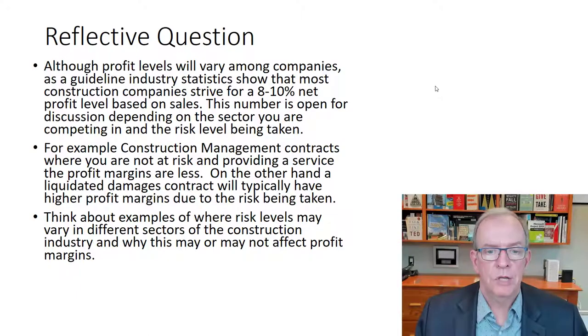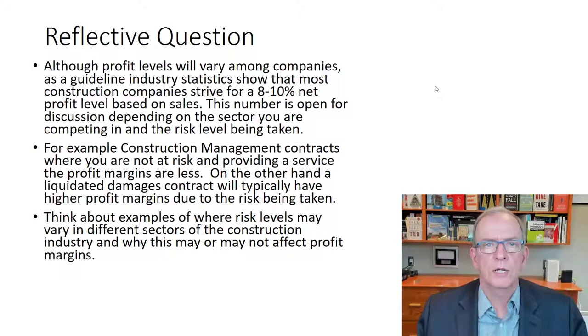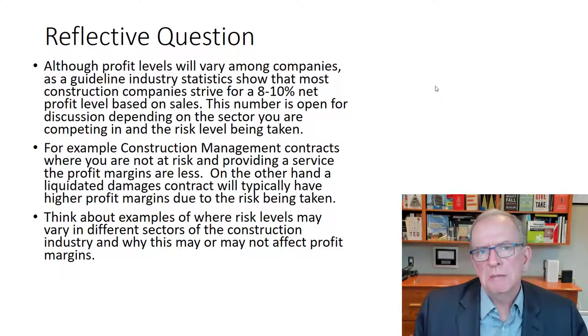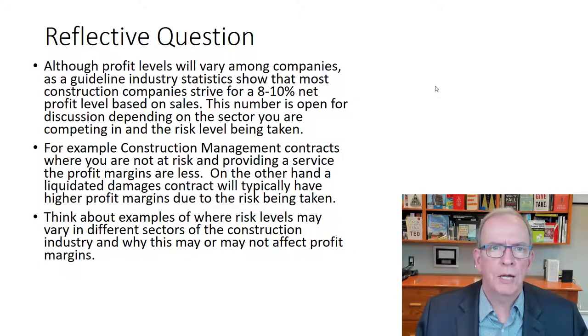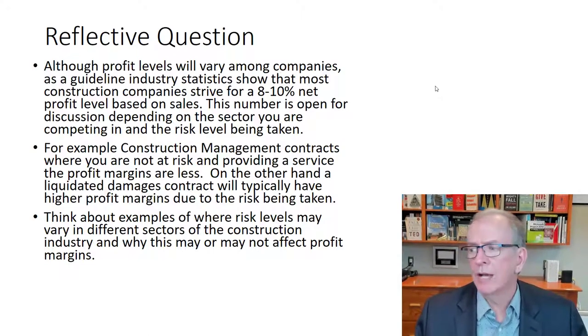So think about examples of where risk levels may vary in different sectors of the construction industry and why this may or may not affect profit margins. Think about some of what you know about the construction industry and the different sectors, and compare and contrast that. Maybe compare small renovations to large infrastructure projects. Compare commercial institutional projects to heavy industrial projects. It's just something to think about and ponder how the different construction businesses operate within the different sectors and some of the different risk levels depending on the types of contracts that you enter.